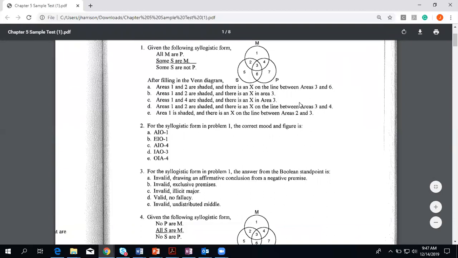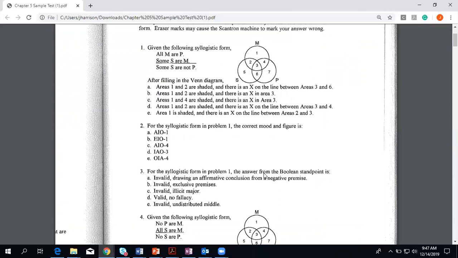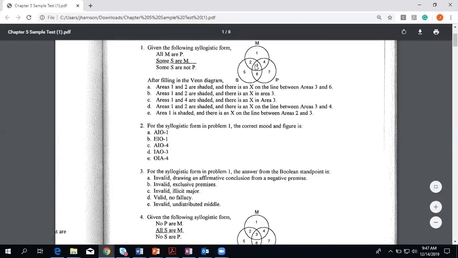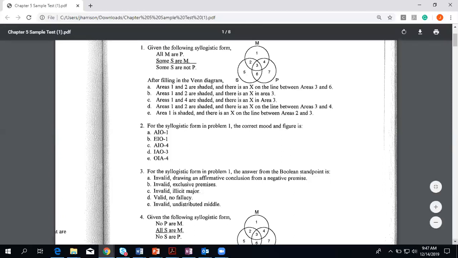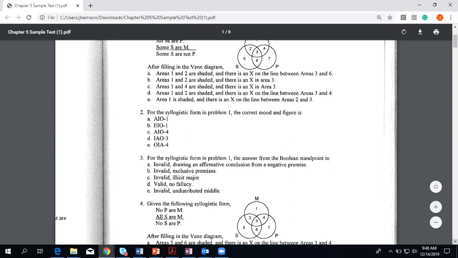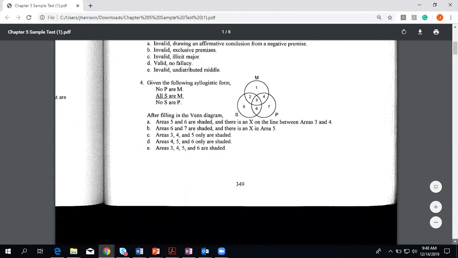Okay, we will not have questions from the Boolean perspective. We're only doing the Aristotelian perspective. But is it true that some S are not P? Well, the only way it would be true is if there were an X in region 5. We know that 1 and 2 are shaded. There's an X in region 3, so some S are P. But the conclusion is some S are not P. We would need an X out here. So this is invalid from the Boolean and actually from the Aristotelian perspective. So that is an invalid syllogism.